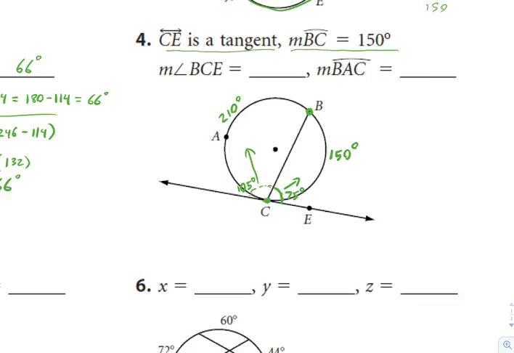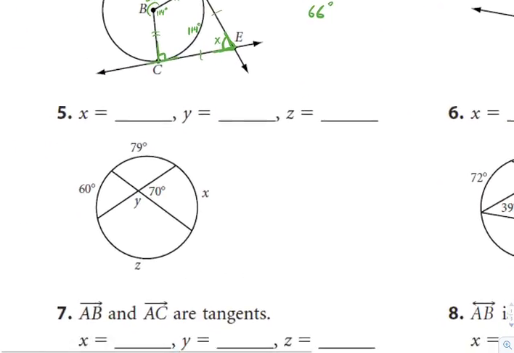So let's look at what it's asking for. It's asking for angle BCE. So angle BCE, that's 75 degrees. Or arc BAC, so that's talking about the rest of the circle. That's 210 degrees. Okay, on to number 5 here.